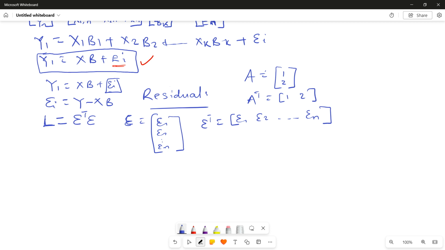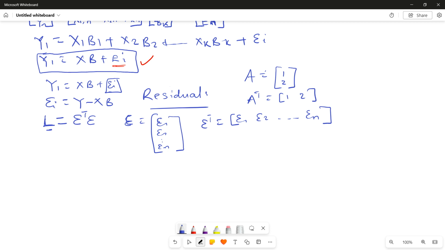Okay, so we are saying that first thing first, we should define a function L, and this function L should be a function of the E transpose E. Where E is the error term, and this error term is the residual, which is the difference between the true regression function and the sample regression function.